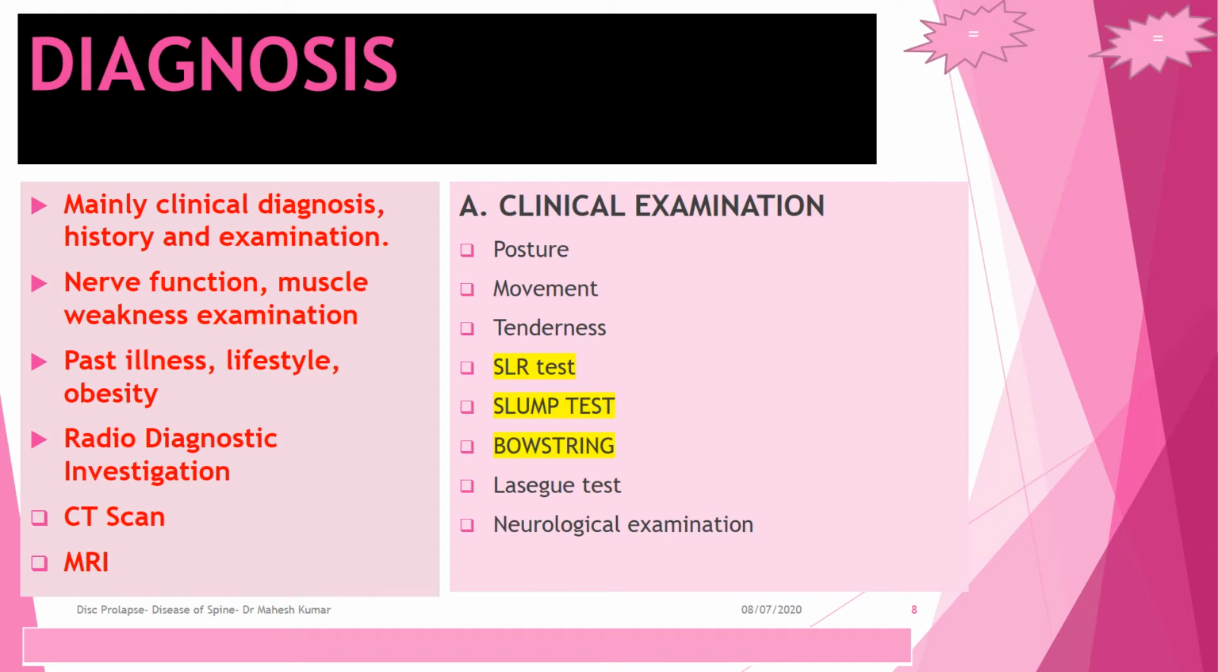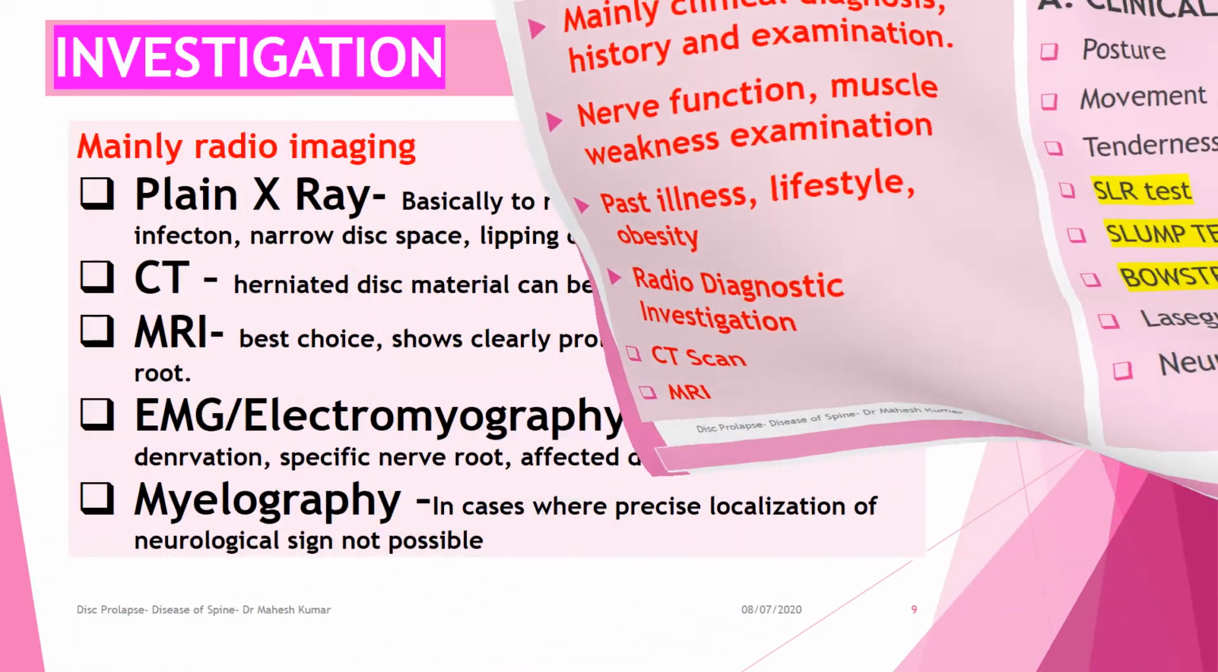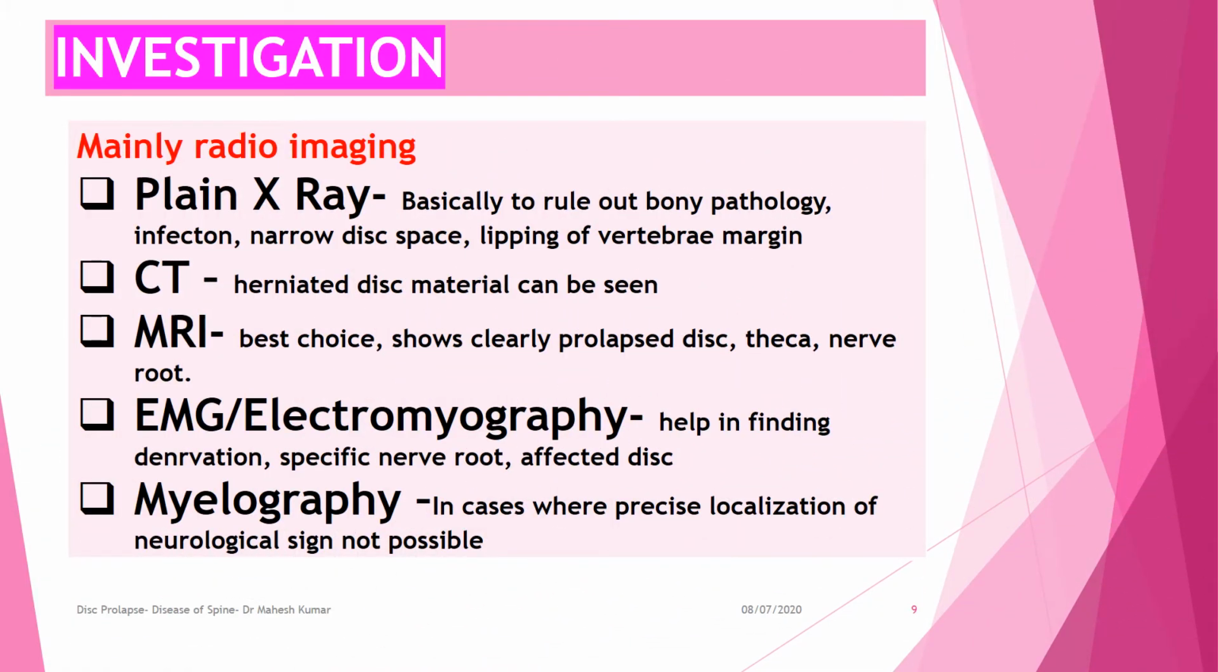The clinical examination includes postures of the patient, movement during walking, tenderness, straight leg raising test, slump test, bowstring test, Lasegue test, neurological examination, and sciatic nerve root examination. It includes mainly radio imaging and plain X-ray. First of all, plain X-ray.